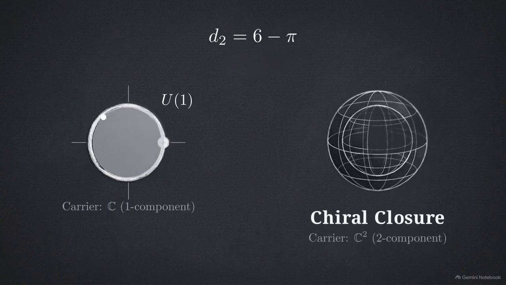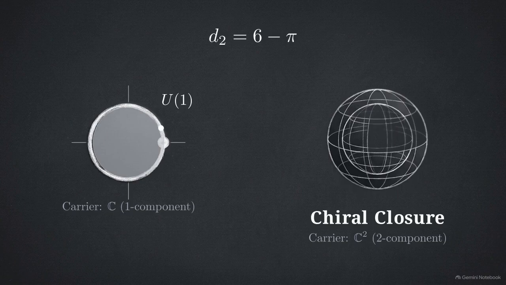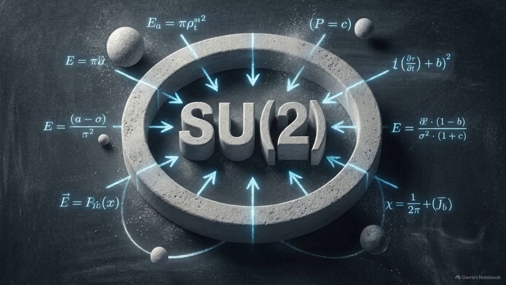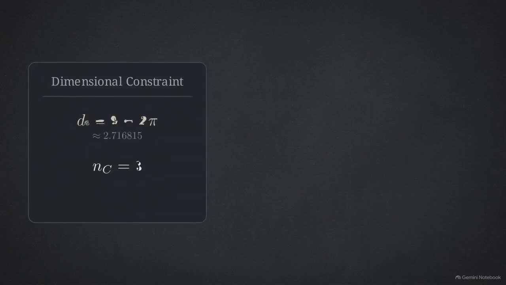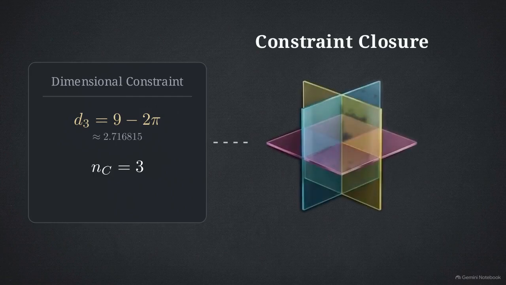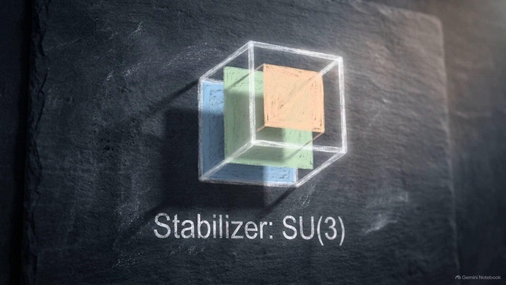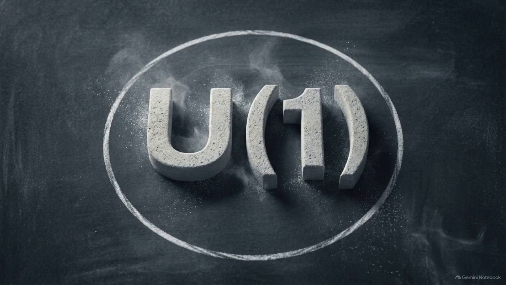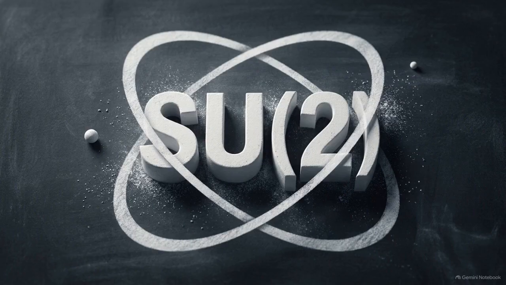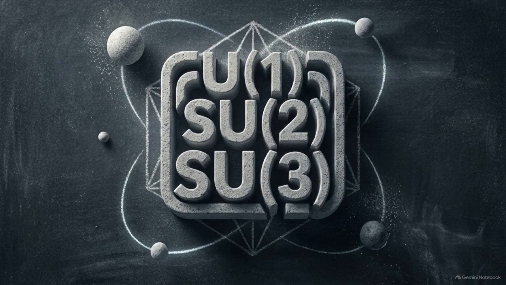The second compression drops the dimension to 6 minus pi. This chiral closure requires the next available level of complexity, a two-component complex carrier. Preserving both the positive Hermitian form and the complex area form of that two-component space mathematically isolates a single exact stabilizer, the group SU2. The third compression reaches the constraint closure state at 9 minus 2 pi. Following the sequence, this requires an oriented three-component complex carrier. To preserve the complex volume form of a three-component carrier, the only mathematically valid stabilizer is SU3. The framework proposes that these specific complex frames are generated directly by discrete geometric compressions.